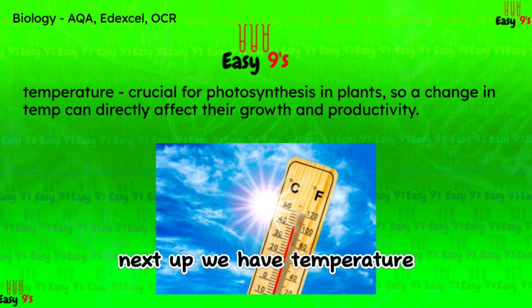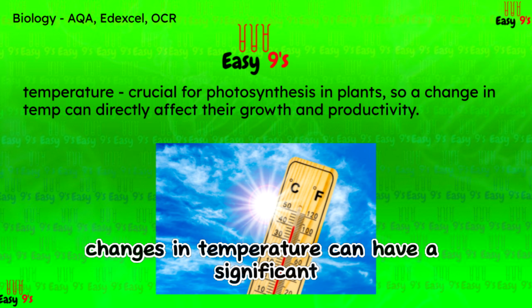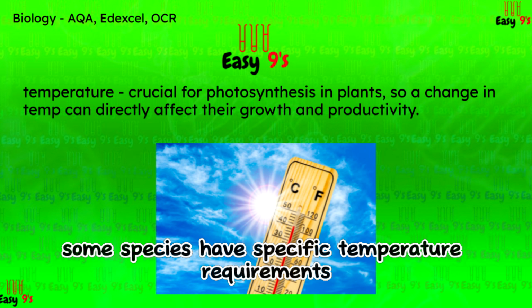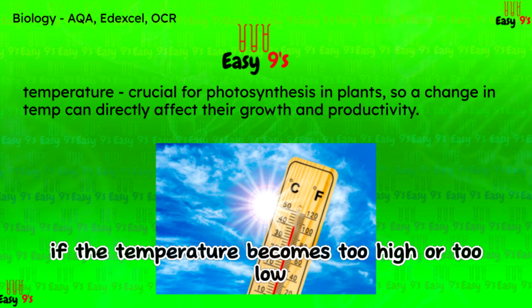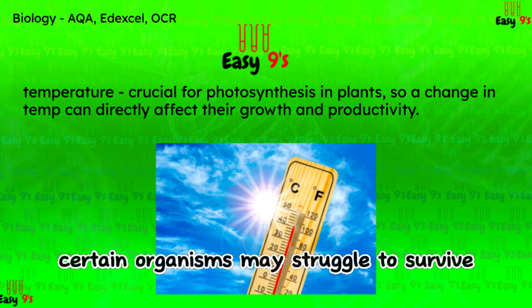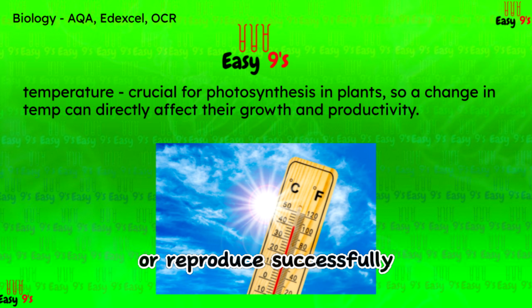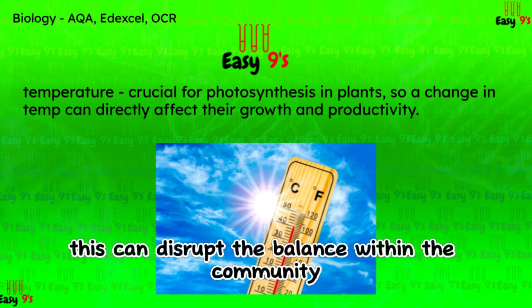Next up, we have temperature. Changes in temperature can have a significant impact on organisms. Some species have specific temperature requirements for their survival and reproduction. For instance, if the temperature becomes too high or too low, certain organisms may struggle to survive or reproduce successfully. This can disrupt the balance within the community.